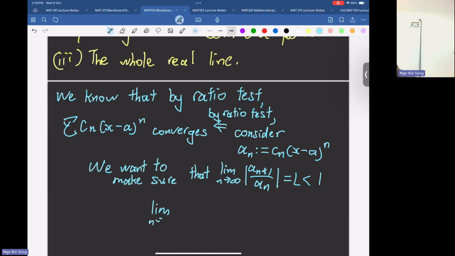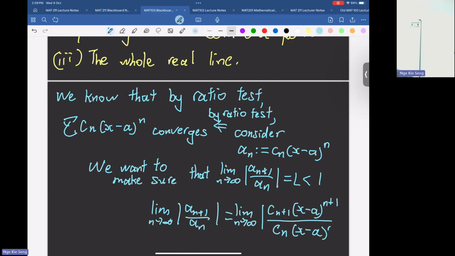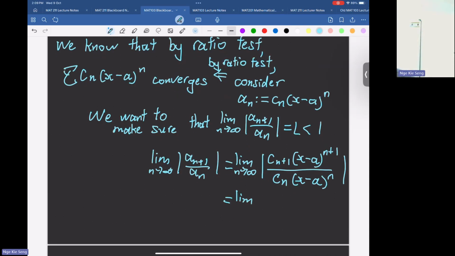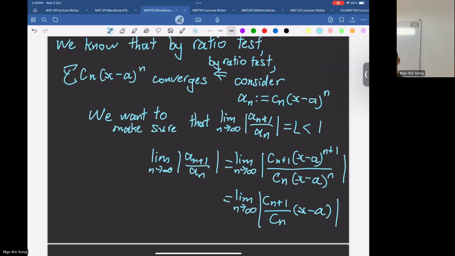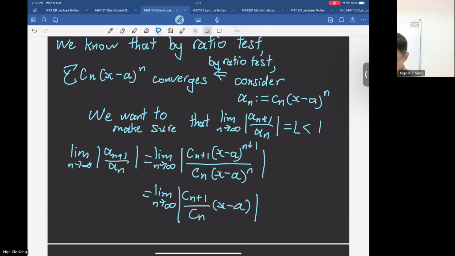But what's this calculation here? By our definition, this is really just c_(n+1) times (x minus a) to the power n+1 over c_n times (x minus a) to the power n. And this reduces to the ratio c_(n+1) over c_n times (x minus a). Notice that only the coefficient depends on n, so you can regard x minus a as just a constant. So what can you do? You can bring the x minus a out and just consider the limit of c_(n+1) over c_n.